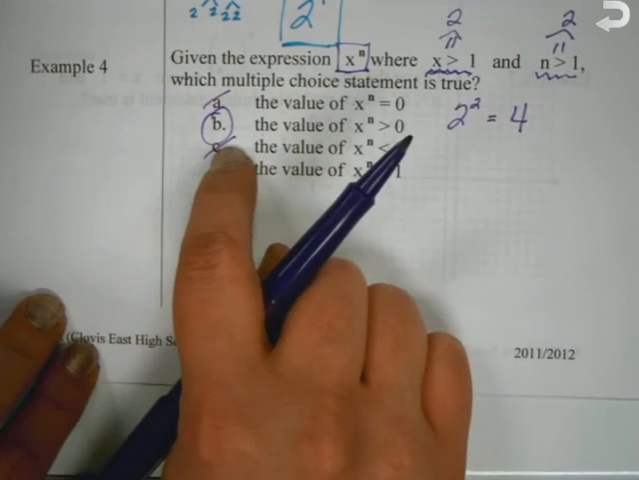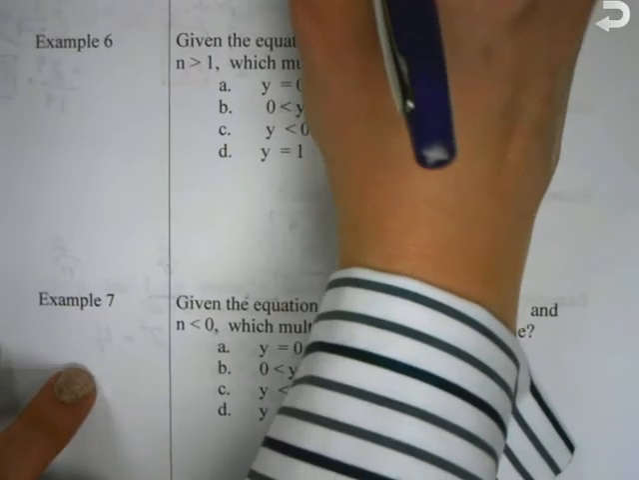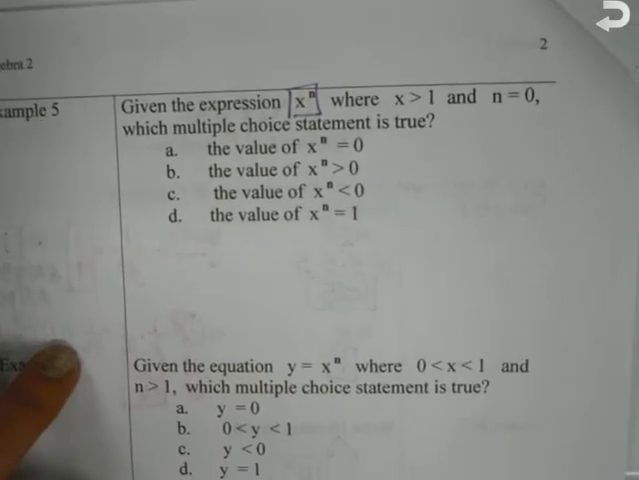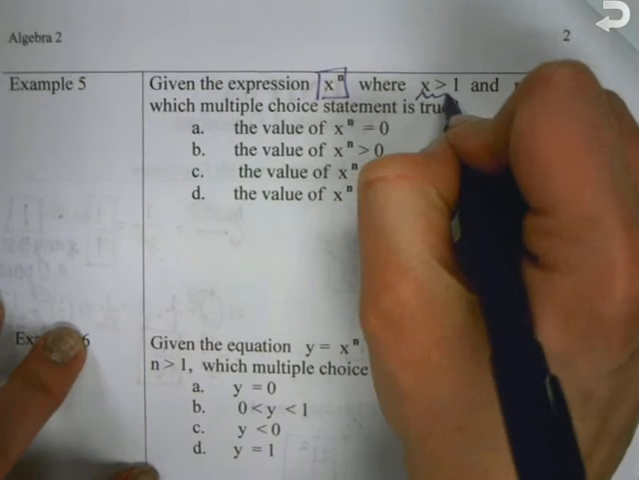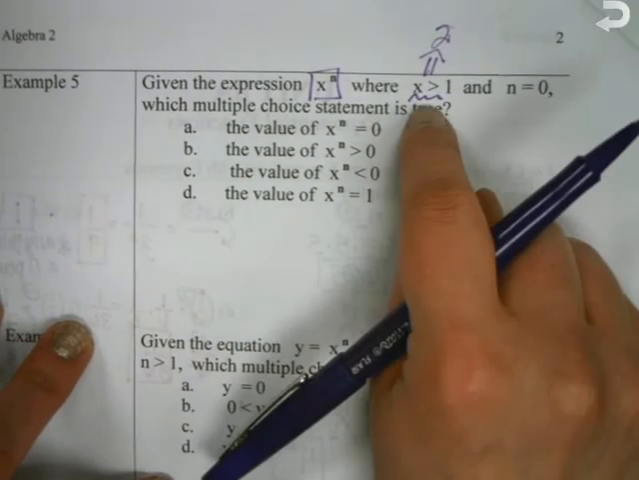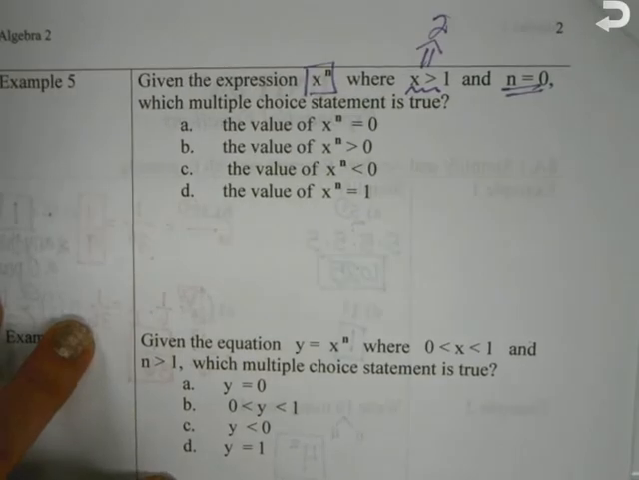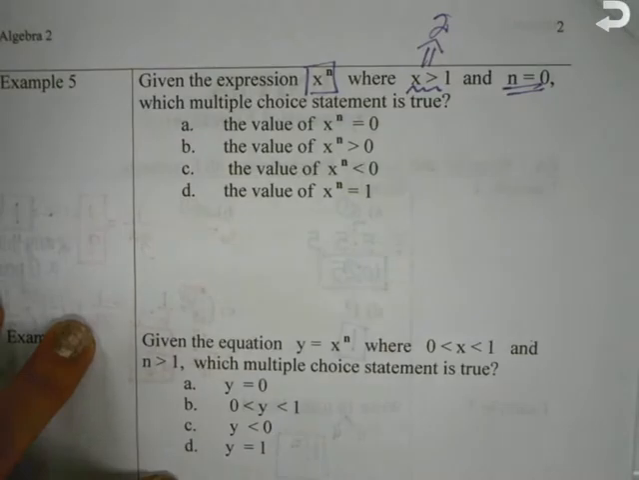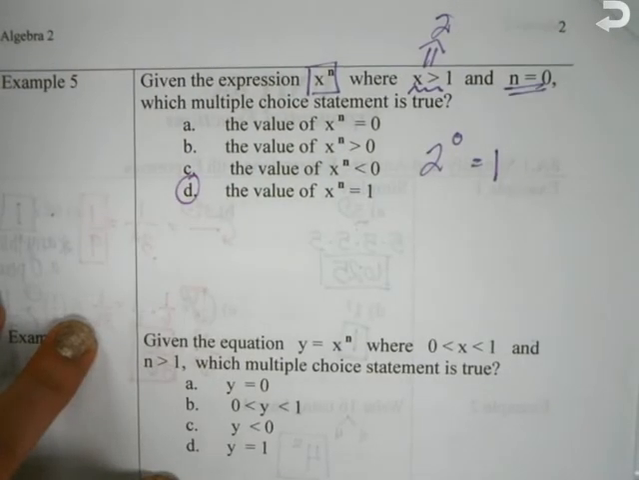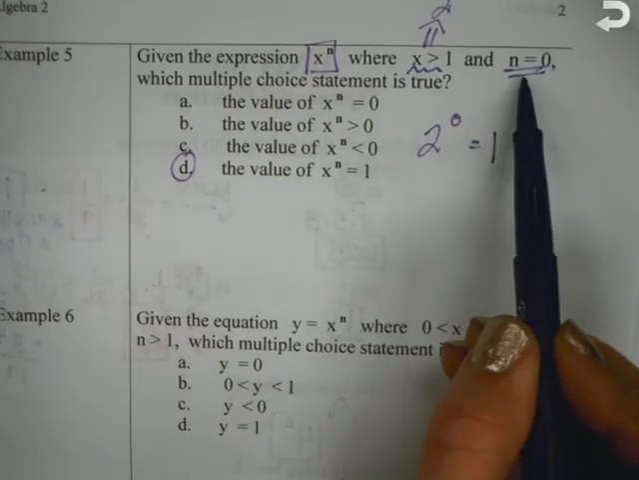Okay, so, given the expression x to the n, same expression, where x is greater than 1. So what do we want to plug in for x? 2, because it's the closest thing we can get. And n is 0. So this time they actually give us a value of n. What multiple choice statement is true? Well, what's 2 to the 0? Always 1. So the answer is D. Anything I plug in for x, because n has to equal 0, I will always get a 1.